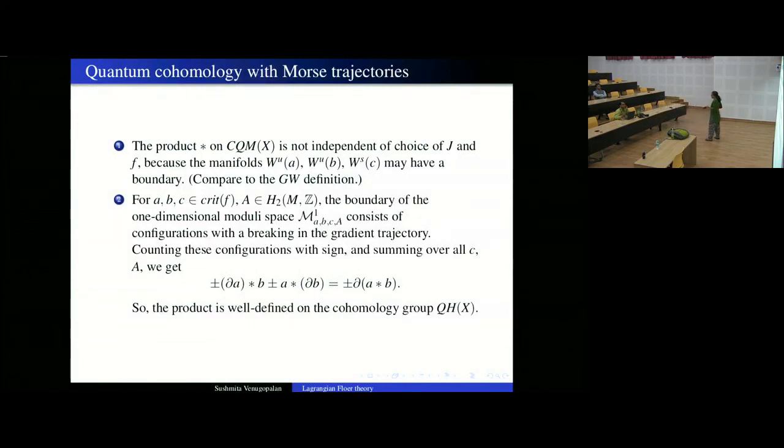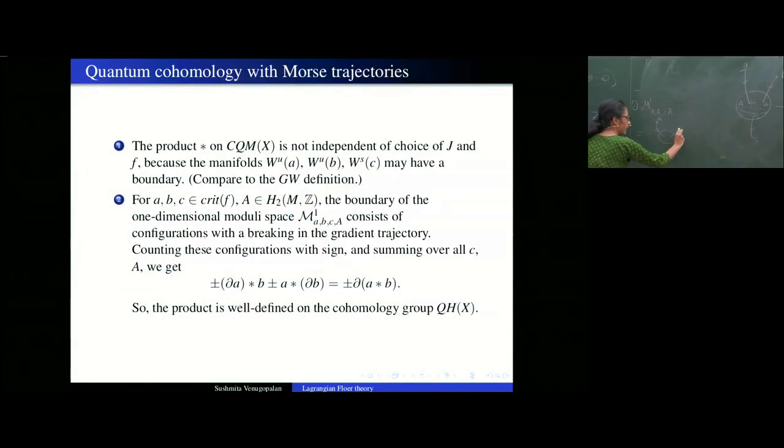So what else is there? We have the Morse trajectories, right? Morse trajectories can break. If you look at the boundary of a one-dimensional moduli space of these configurations, then 3 possible things can happen. The gradient flow line from A can break. The gradient flow line from B can break. And similarly for C.